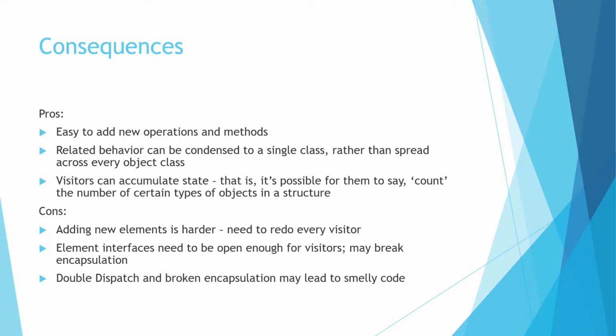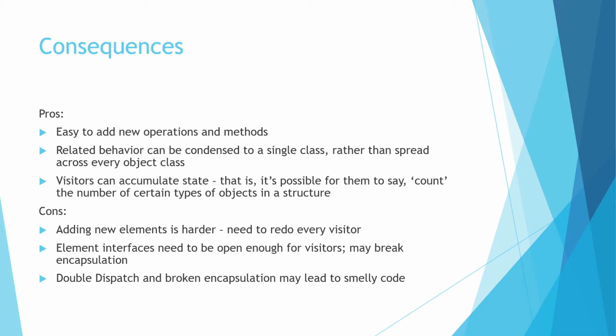And visitors can accumulate state, and you'll see an example of this. That is, it's possible for them to count the number of certain types of objects in a structure. The con is it makes adding new elements harder. Anytime you want to add a new element, you're going to have to redo every single visitor that you have. This is why visitors are usually better when your data structures are expected to be constant, but you are expecting to add new operations.